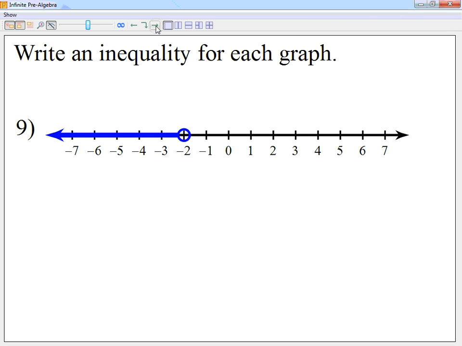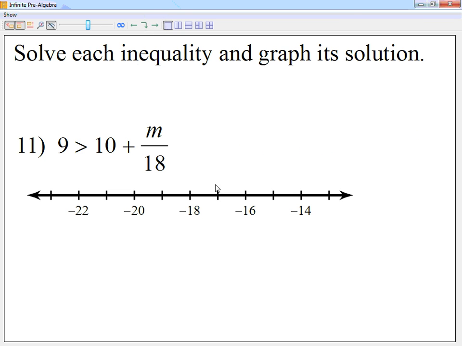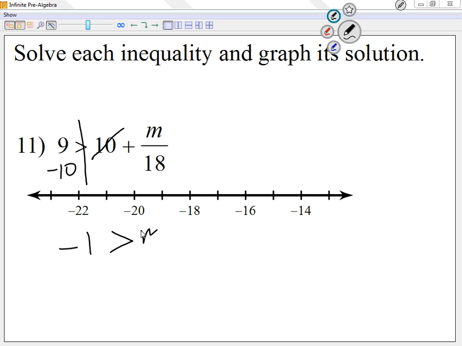All right, looking at question number 11. First thing that I do, I'm going to treat them like we used to do our equal signs. I separate them through the inequality sign. That 10 has nothing to do with the letter, right? I'm looking at the side where the letter is. That 10 has nothing to do with it. So I'm going to change it to the other side, and don't forget to switch the sign. So it becomes negative 10. So I have negative 1 is greater than m over 18.